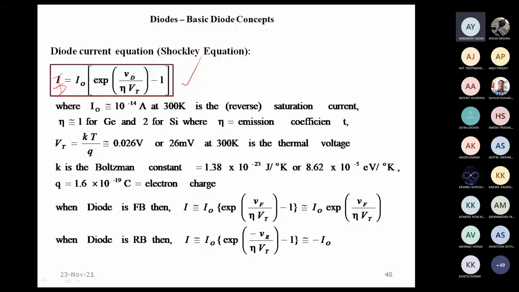V_D is the voltage applied across the diode, and V_T is kT by q, the thermal equivalent voltage. Its value at 300 degrees Kelvin is 0.026 volt, or 26 millivolt. So these are the typical values here.